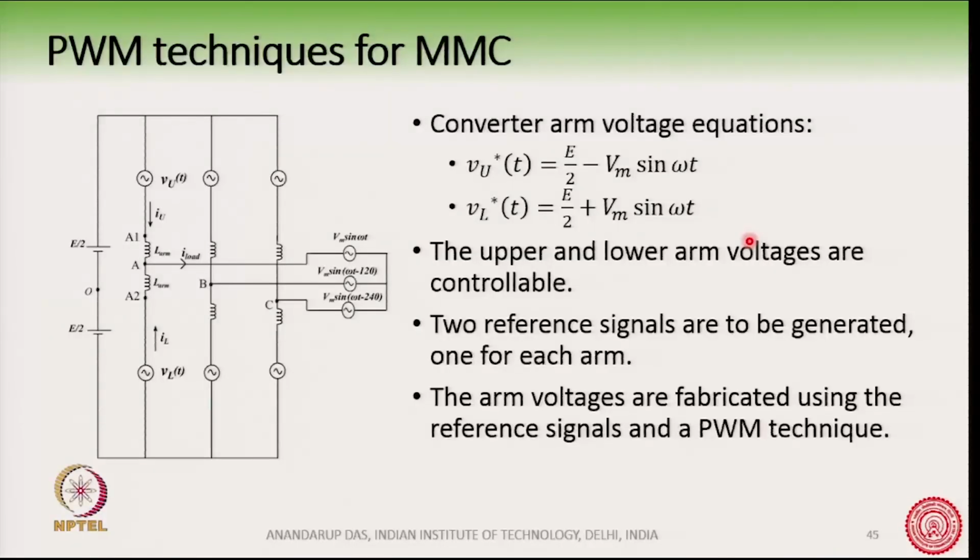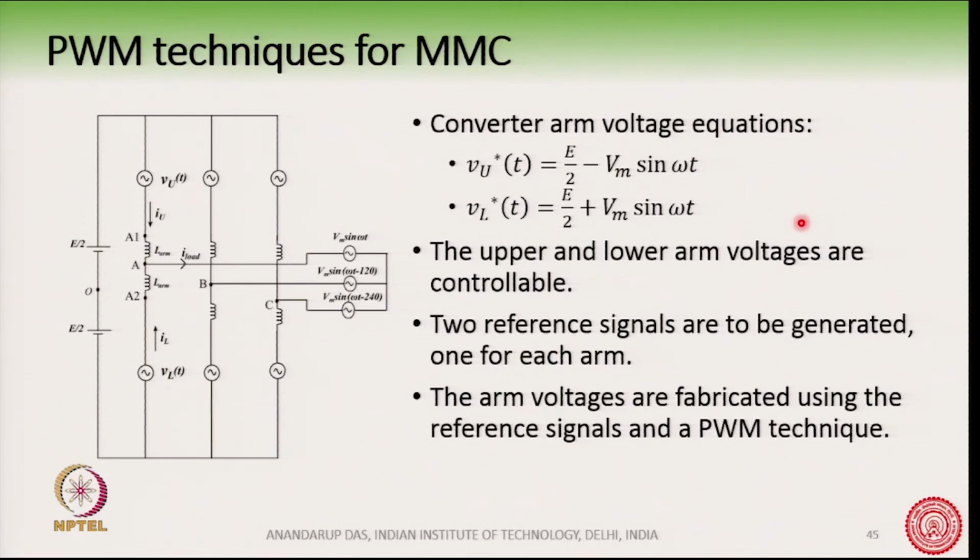So, for the AC to DC or DC to AC application, these are the VU star and VL star. The star indicates that these are the reference voltages. How do we get it? We get it from the main control system. For example, if it is an AC to DC rectifier, it will be based on how much P and Q. In case of HVDC application, we generally inject the P into the HVDC system. So, we will have a reference P, and from that reference P we will be able to generate the VA star, VB star and VC star for the converter.